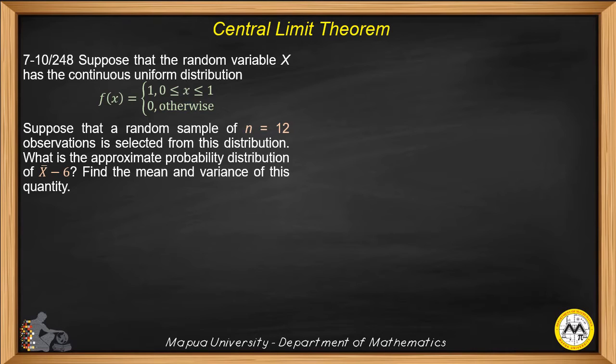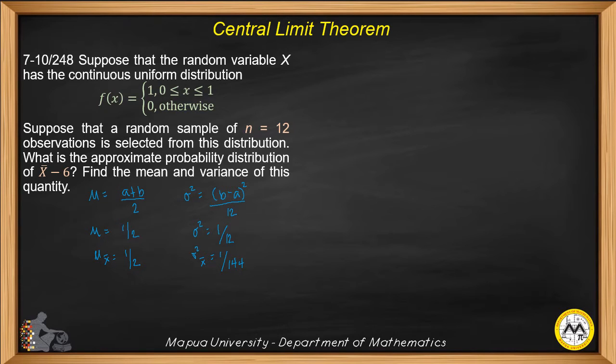So for a uniform continuous distribution, we have mu equal to a plus b over 2, while the variance is b minus a squared over 12. So this would give us mu of 0 plus 1 over 2, so that is 1 half. And the variance would be 1 minus 0, so that's 1 squared over 12. So the mean of x bar would still be 1 half, while sigma squared of x bar would be 1 over 12 over 12. So that's 1 over 144.